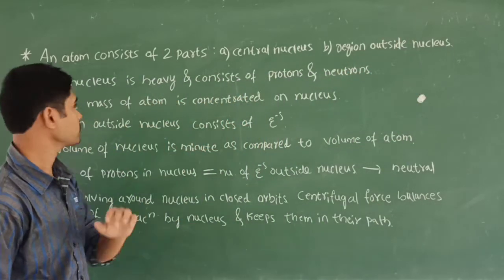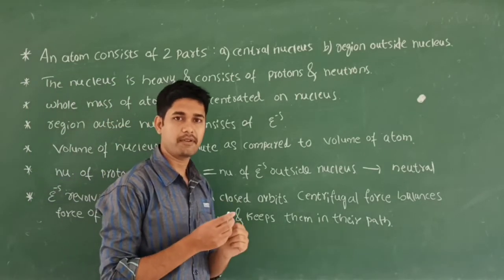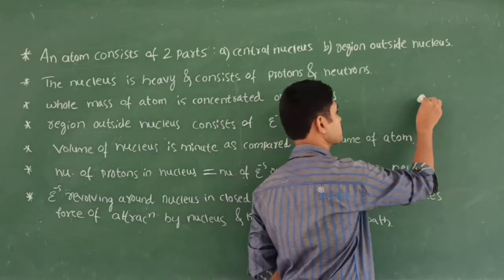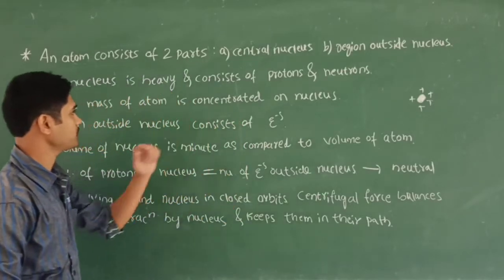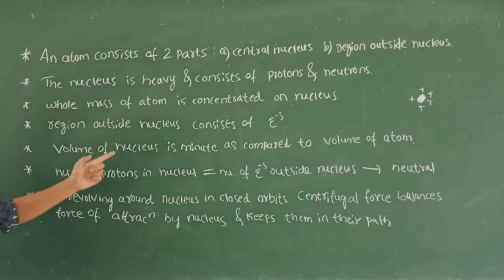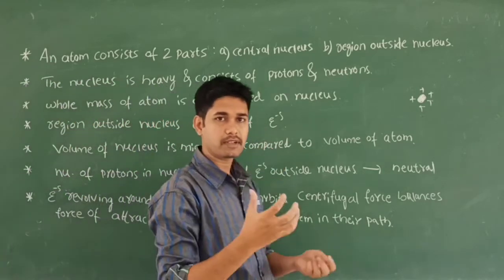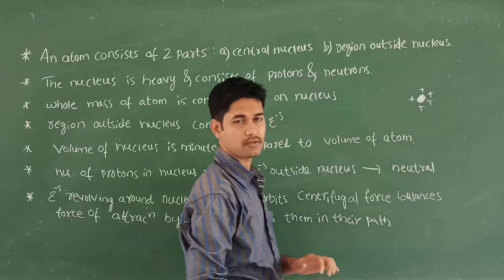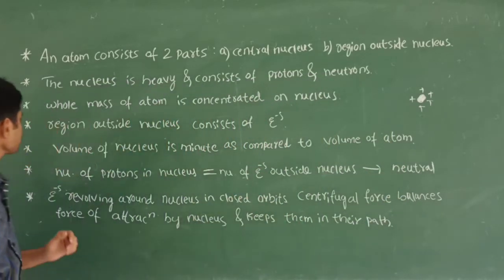This is the first one, and second, the nucleus is very heavy. You know that the nucleus is always heavy compared to the atom, because it consists of protons and neutrons, right? Third, the whole mass of the atom is concentrated in the nucleus. The whole mass of the atom is concentrated at the center, in the nucleus. So it has the capacity to hold everything of that atom.